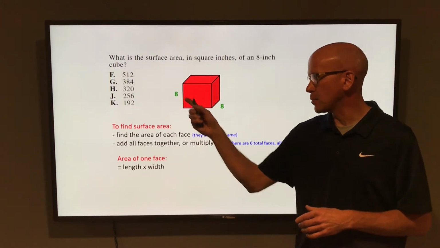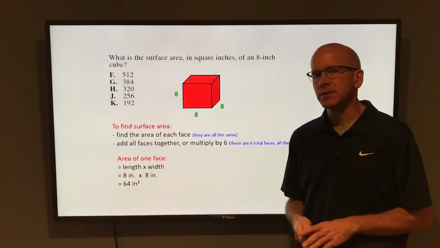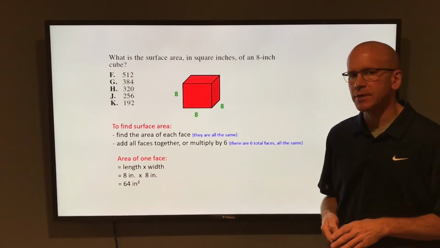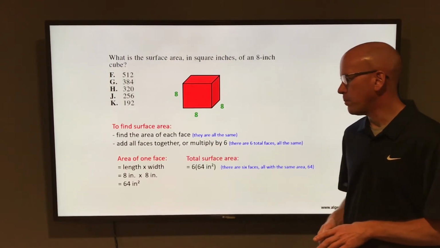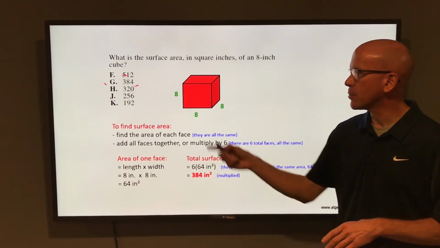The area of one face is in the shape of a square, because it is a cube. Just multiply length times width, or square the 8, and it's going to be 64. So the area of one face is 64. Remember, you have 6 of those that are the same. So multiply that 64 by 6, and that will give you the total surface area, which is 384.